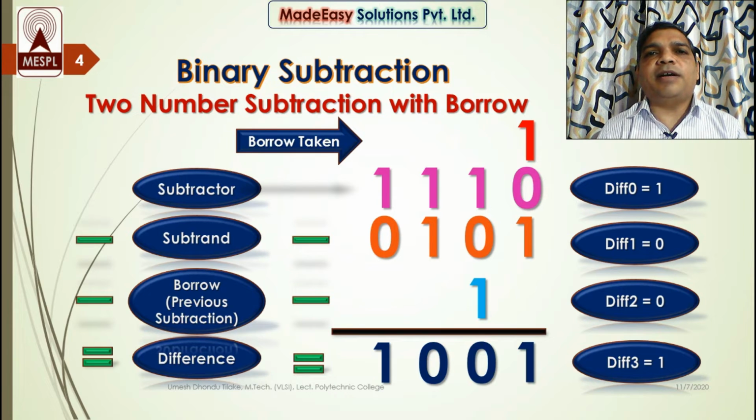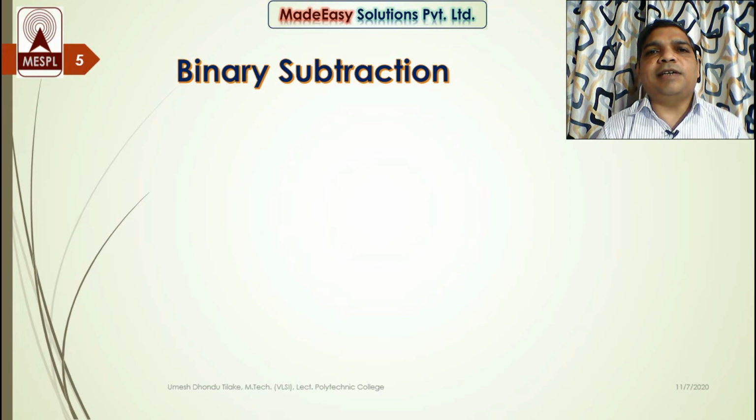That means I am getting the correct result. Now if you see here, my subtractor number is larger than the subtrahend number. So I am getting the correct result. What if my subtrahend is larger than the subtractor? Let's see on the next slide.